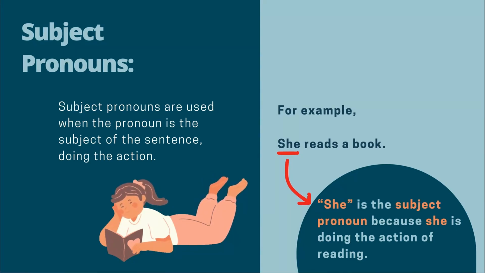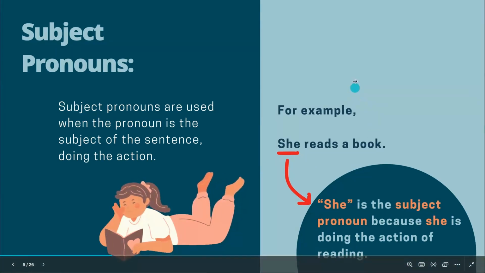So, for example: She reads a book. In this case, there's the action of reading, reads. And this is who is doing the action of reading: she. So in this case, she is the subject pronoun because she is doing the action of reading.